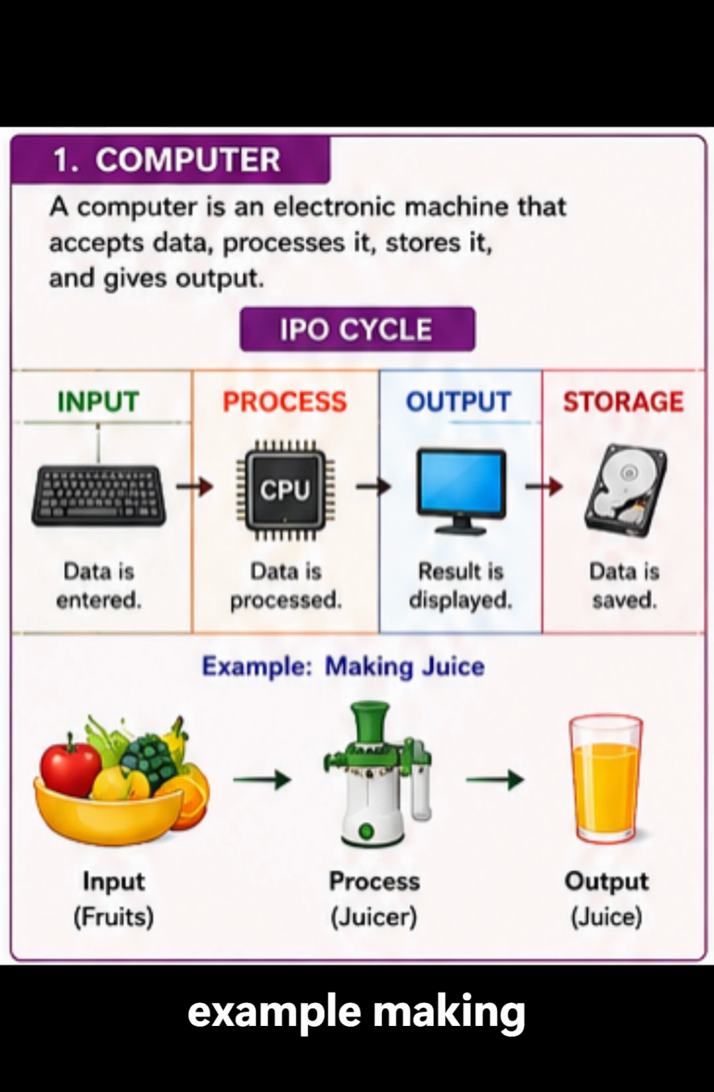Let's look at a simple everyday example. Making juice. Putting fruits into the juicer is the input. The juicer crushing the fruits is the process. And finally, the delicious glass of juice we get is the output. Just like that, a computer takes data through a keyboard as input, processes it using the CPU, displays the final result on the monitor as output, and saves it safely in the hard disk storage.